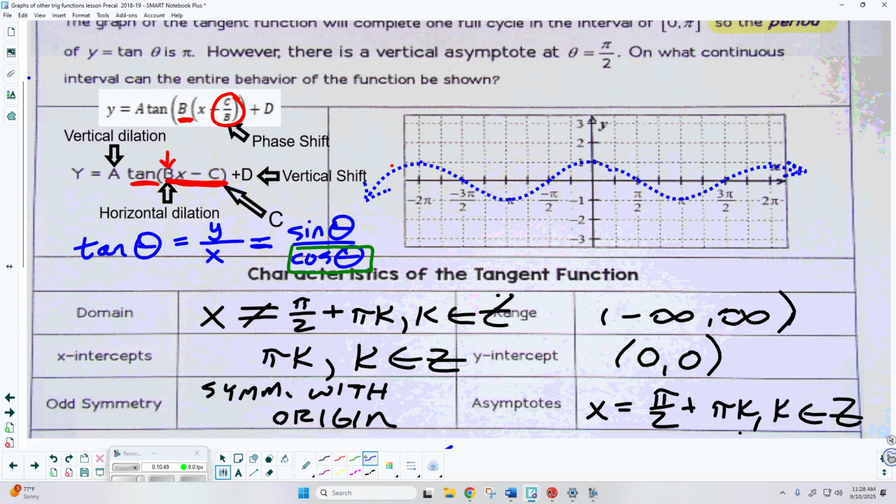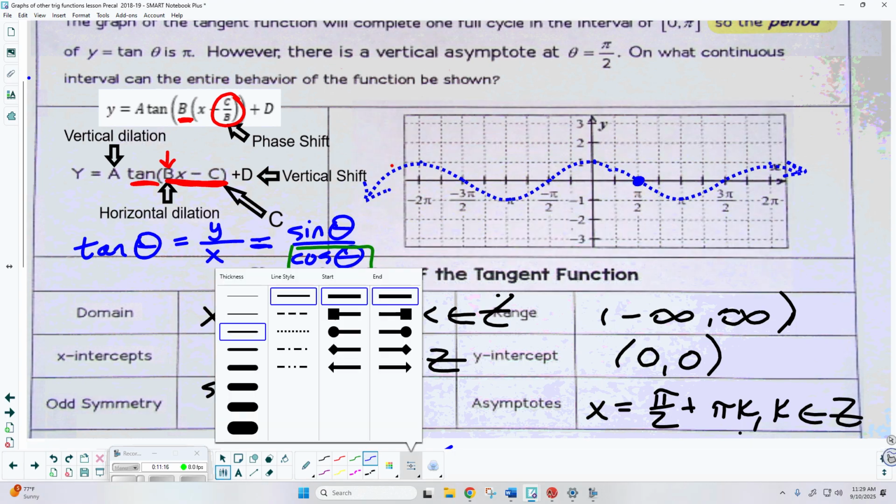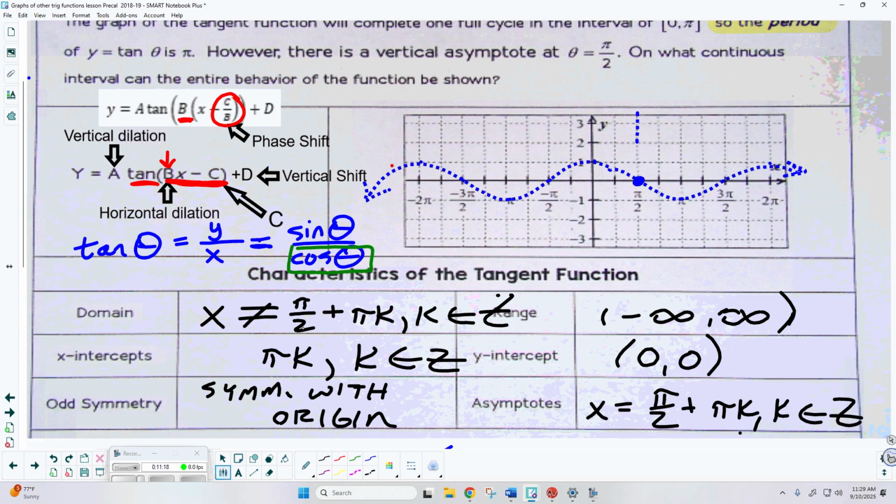Well, for example, any place that cosine is touching the x-axis, like for example at pi over 2, if I plug pi over 2 into cosine, I'm going to get 0. And you can double check this on the unit circle. Okay. This is going to be an asymptote because we can't divide by 0. So anywhere cosine touches the x-axis, we've got ourselves an asymptote. So I've got one here.